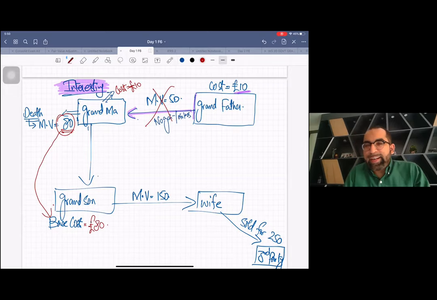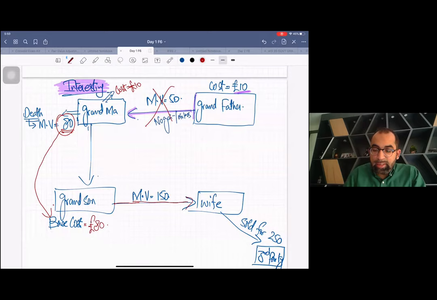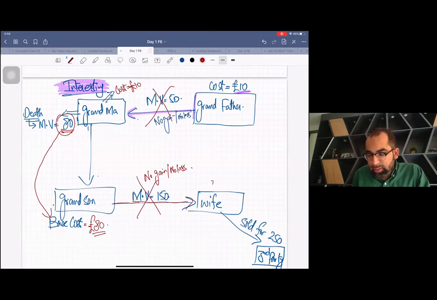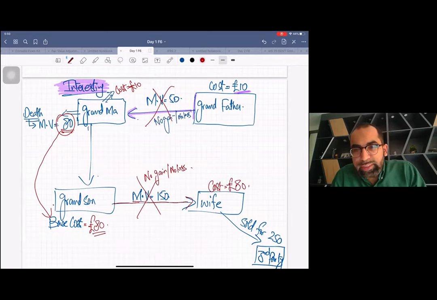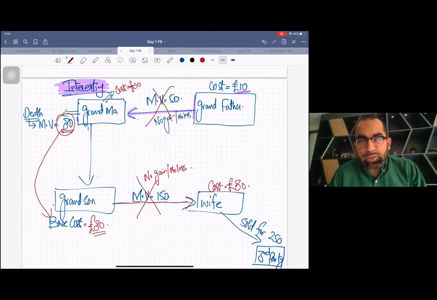Now, what grandson did, after a few days, grandson transferred this asset to his wife. Now again, a husband-wife transaction is no gain, no loss. So automatically, whatever is the cost of this asset for husband, the same cost is used for wife. The cost of this asset for husband is 80. So automatically the cost for wife is 80, right?